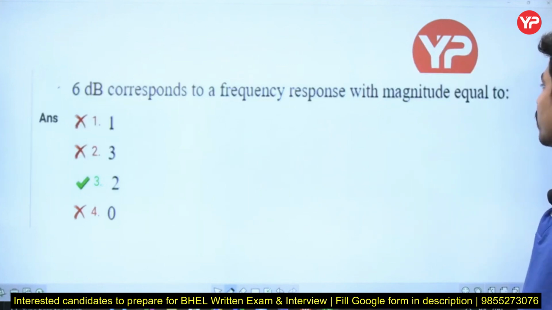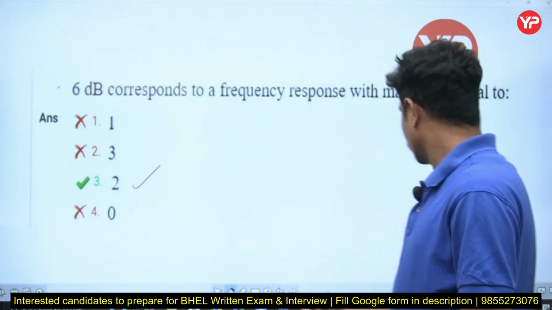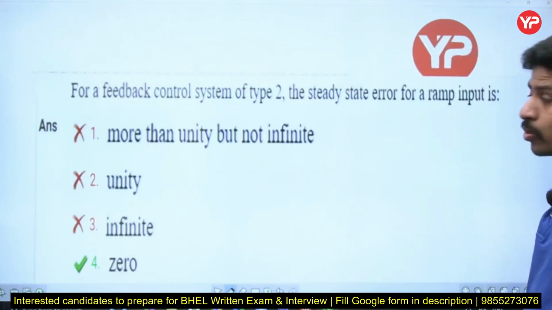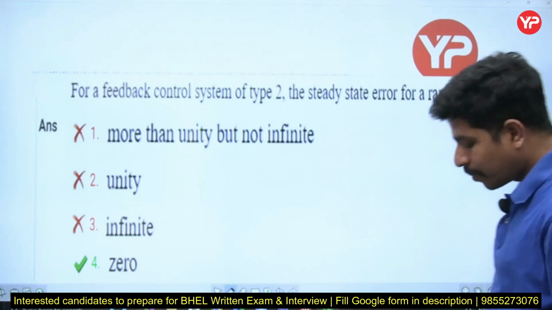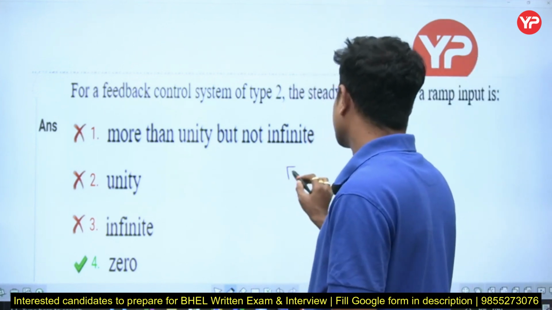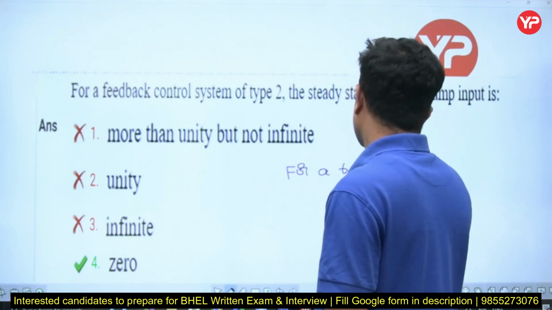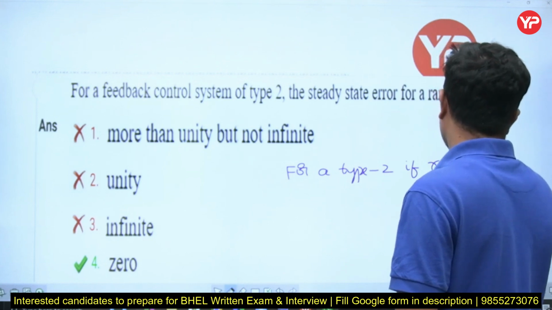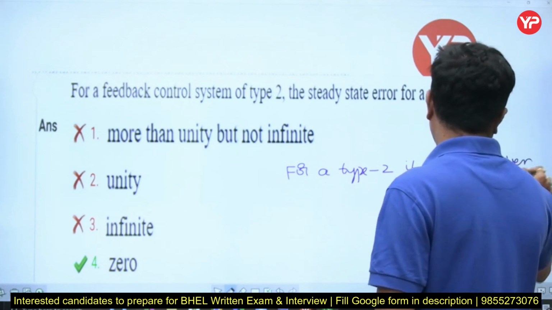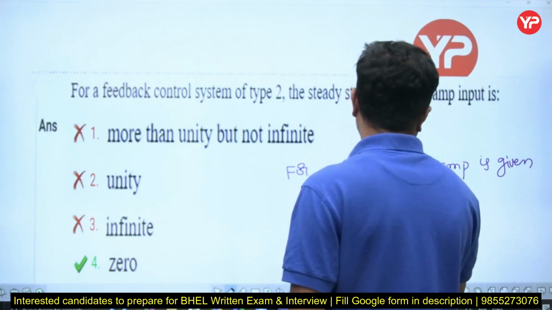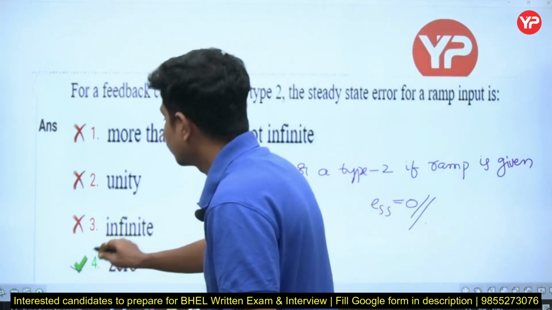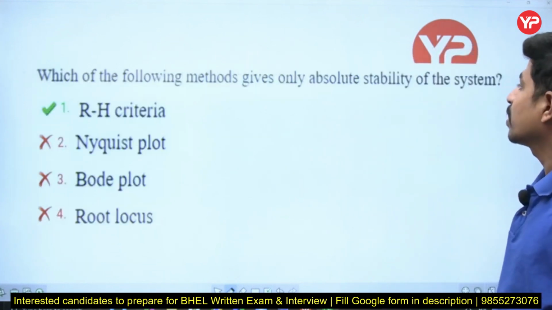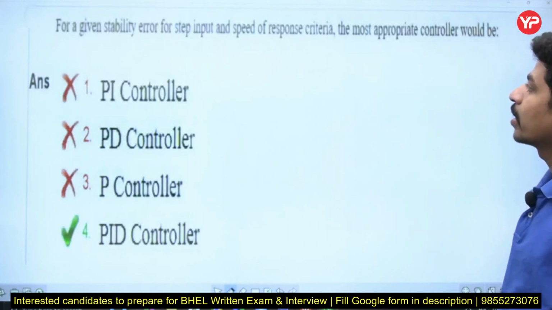6 dB corresponds to a frequency with the magnitude equal to. This is already done. That is 2. Okay. Next question. For a feedback control system of type 2, the steady state error for ramp input is, for a type 2 system, if ramp input is given, then steady state error is absolutely 0. Answer is 0. Yes. Next question, please. Which of the following methods gives only absolute stability? That is already done. Next.